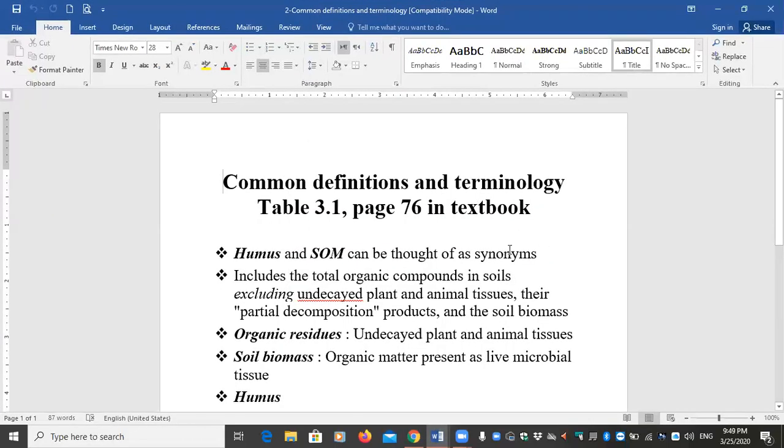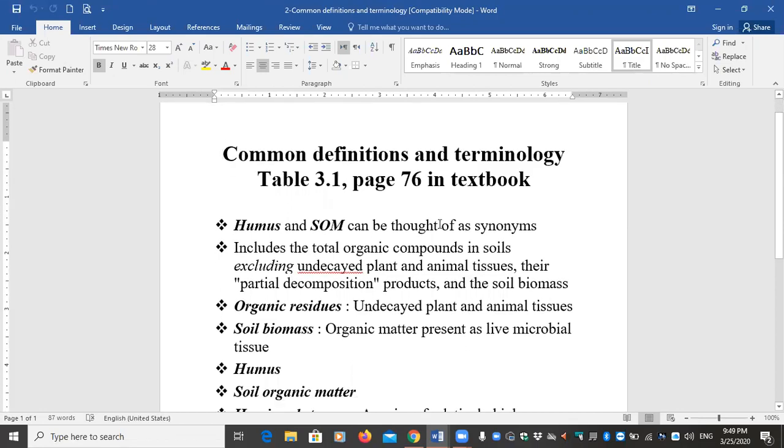There are common definitions and terminologies. If you look in your textbook, table 3.1, page 76, read those. We will cover some of those, but they are discussed in detail in your book in that table.